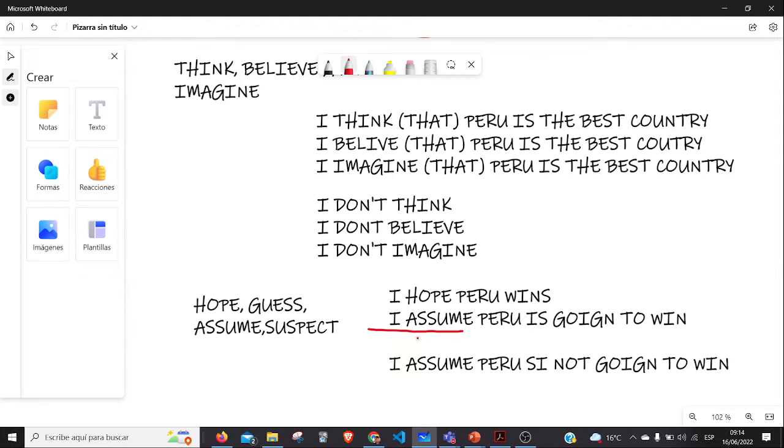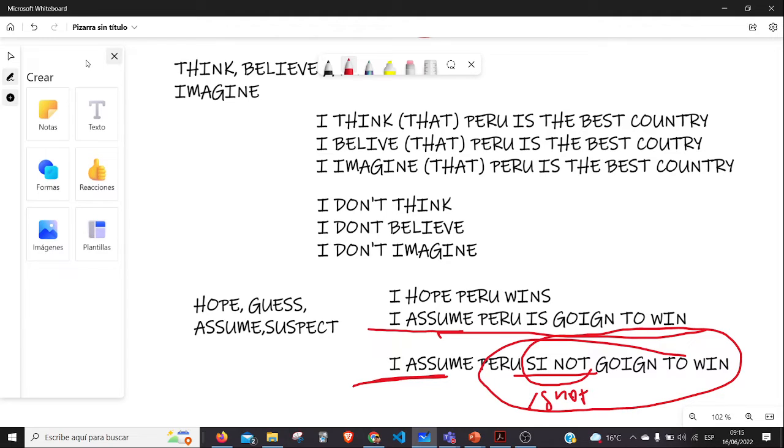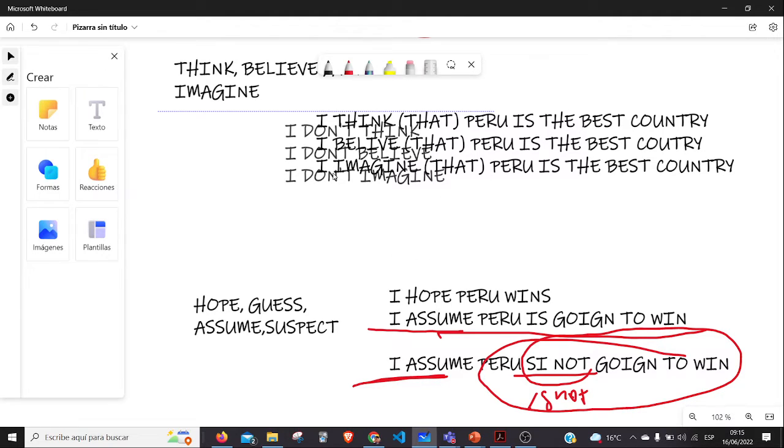Okay? So acá vas a decir, I assume Peru is going to win. En negativo sería, I assume Peru is not. La negativa va en la segunda parte. No vayas a poner, I don't assume Peru is going to win. Okay? ¿Se entiende or not, Charles? Yes. Porque lo que normalmente hacemos es decir esto: I don't assume, no asumo. I don't assume Peru is going to win.